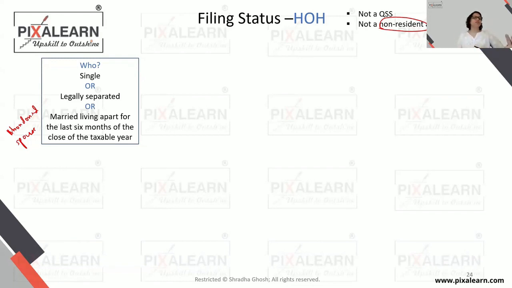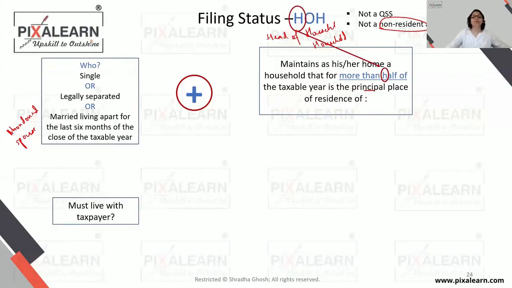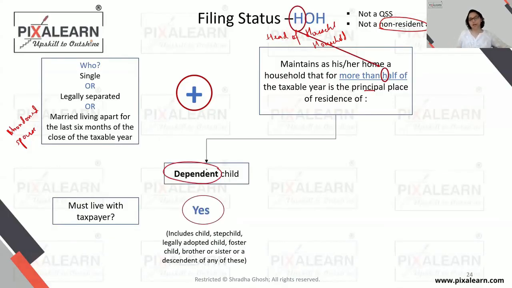So three things: either you're single or legally separated or an abandoned spouse, you have an option of claiming something called an HOH status, which is head of household. You can say that I am a head of household. When you're single, legally separated, or an abandoned spouse, and you're also maintaining your home or a household, which is the principal residence of somebody for more than half of the tax year. Who is the somebody? Somebody must live with us. The somebody may be a dependent child. So this is a concept that we're going to learn on Saturday. What is a dependent child?